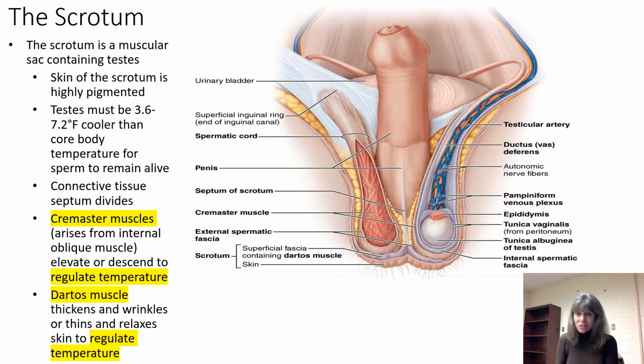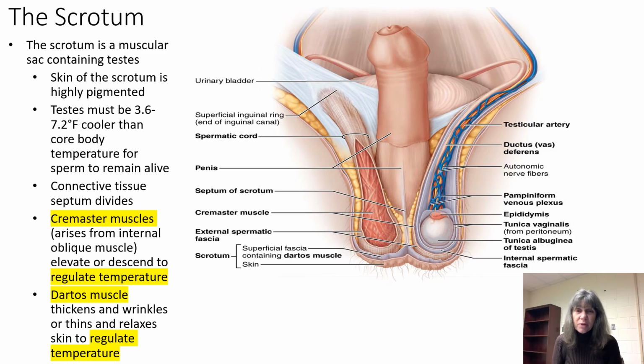Let's take a closer look at the scrotum. The scrotum is a muscular sac where the testes are housed, and the skin of the scrotum is highly pigmented. The testes have to be 3.6 to 7.2 degrees Fahrenheit cooler than core body temperature in order for the sperm to remain alive. And the scrotum has a connective tissue septum or wall that divides that sac into two separate areas, one for each testis.